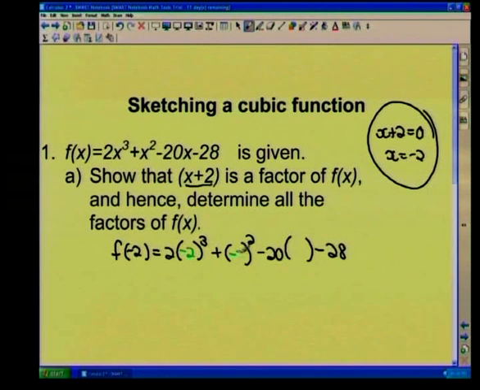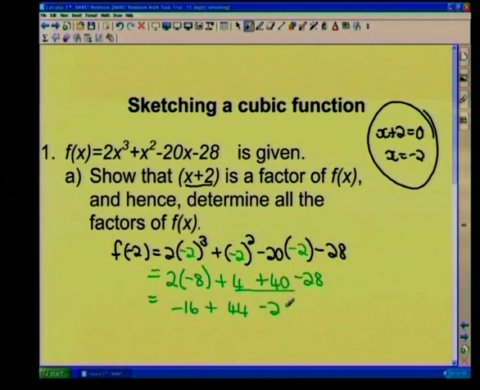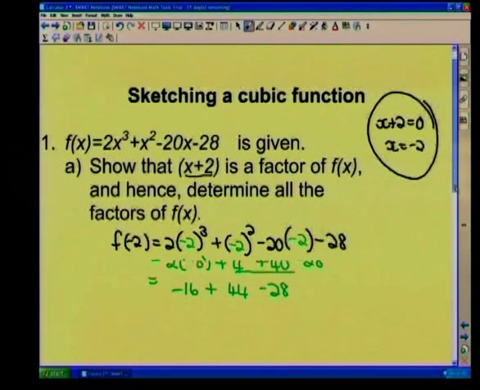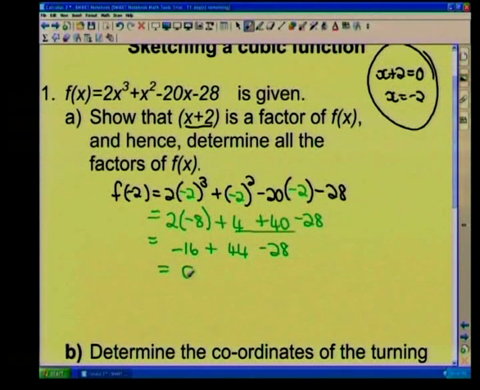So put in minus 2, minus 2, minus 2. Right, so order of operations tells me I leave the 2 there and I first raise to the power. So minus 2 cubed is minus 8. Minus 2 squared is plus 4. A minus times a minus is a plus 40 minus 28. Right, so this is going to be minus 16 plus, and we might as well add these guys, they're 44 minus 28. And once I've done that, let's just bring this down a bit, I can see that that will give me 0. Therefore, x plus 2 is a factor.